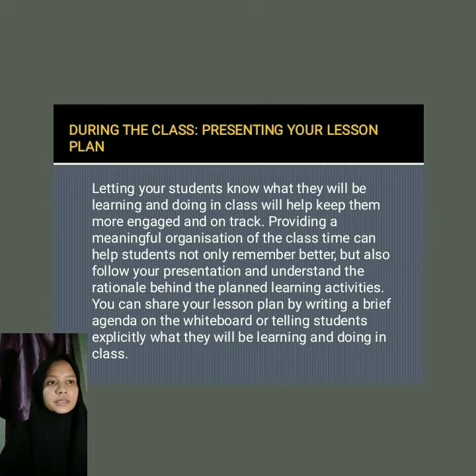And then, during the class, presenting your lesson plan. Letting your students know what they will be learning and doing in class will help keep them more engaged and on track. Providing a meaningful organization of the class time can help students not only remember better, but also follow your presentation and understand the rationale behind the planned learning activities. You can share your lesson plan by writing a brief agenda on the whiteboard or telling students explicitly what they will be learning and doing in class.